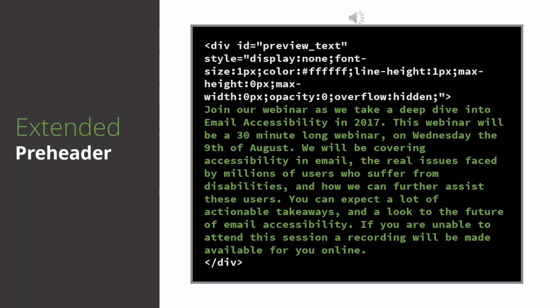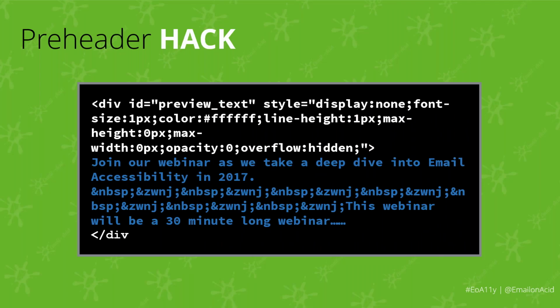The other thing I want to talk about when we talk about pre-header text is this hack going around where you set up limited text inside the pre-header text area and then fill the rest with blank space, using HTML entities, the non-breaking spaces, and then the ZWNJs. In a lot of clients, it will take that "join our webinar" text and follow it with a whole bunch of white space, so that's all you see. So you can have a clear, concise message.